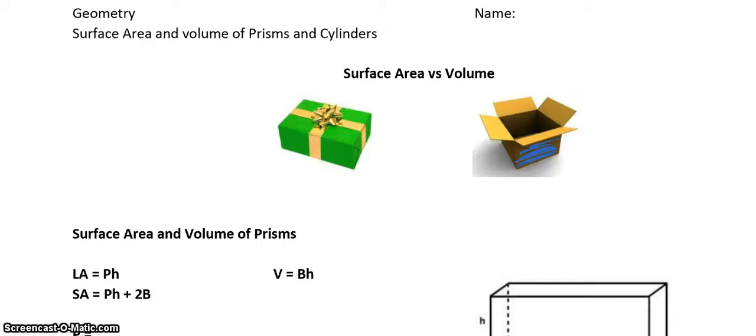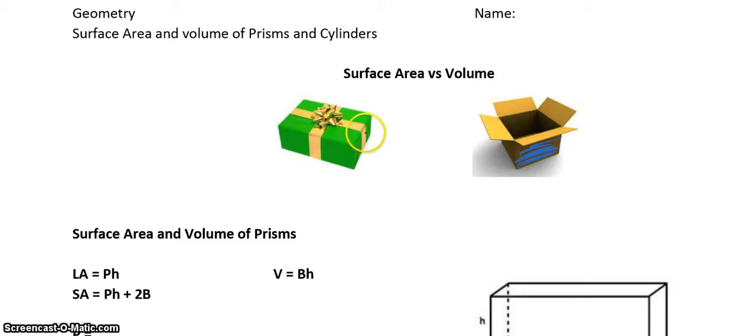Today we're talking about surface area and volume of prisms and cylinders. Now, one of the greatest mysteries of the world is what is the difference between surface area and volume? Every year you hear that question. Alright, well, I'm about to drop the knowledge on you. Now, surface area versus volume.